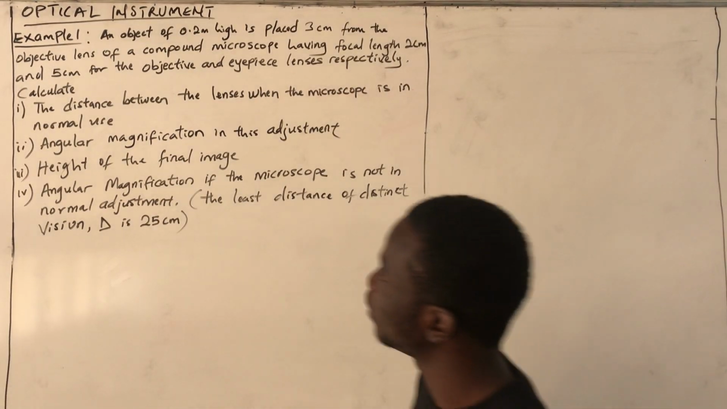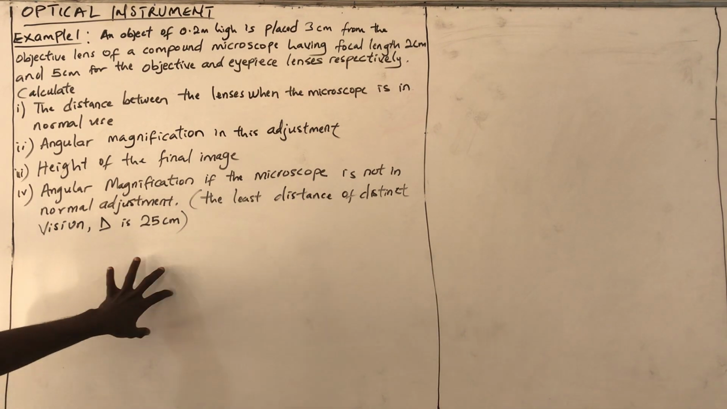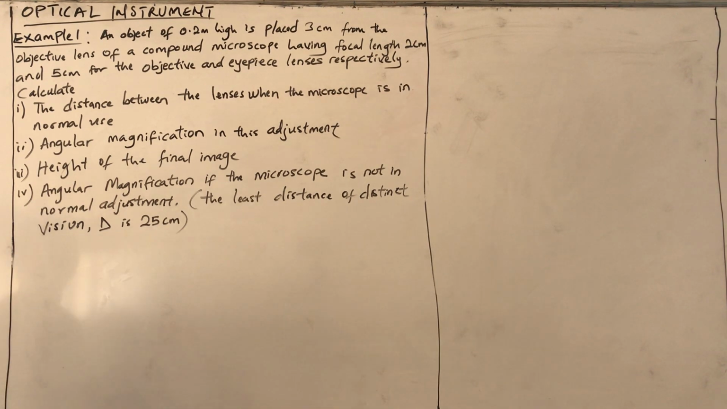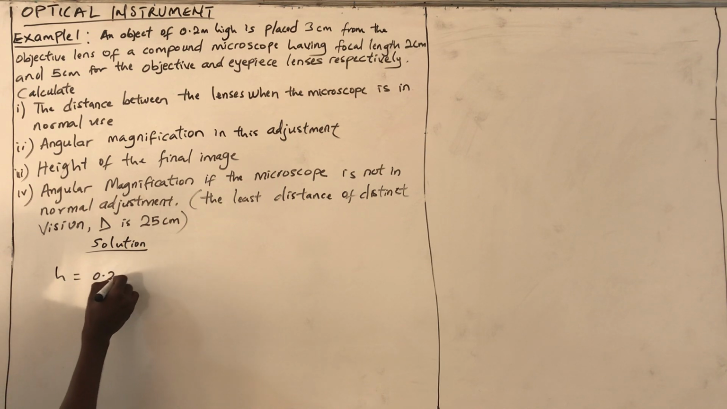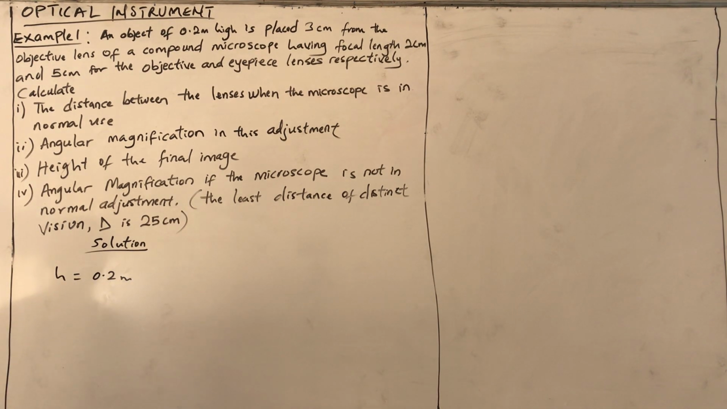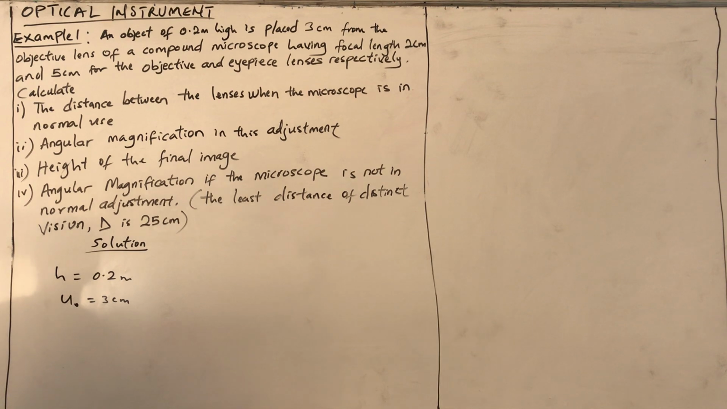So we'll be looking at an example under the last video, which is the simple and compound microscope. In this example, feel free to pause the video and try it. An object of 0.2 meter high, so we are given the object height, is placed 3 centimeters from the objective lens. So we have the object distance to be 3 centimeters, of a compound microscope having focal lengths 2 centimeters and 5 centimeters.